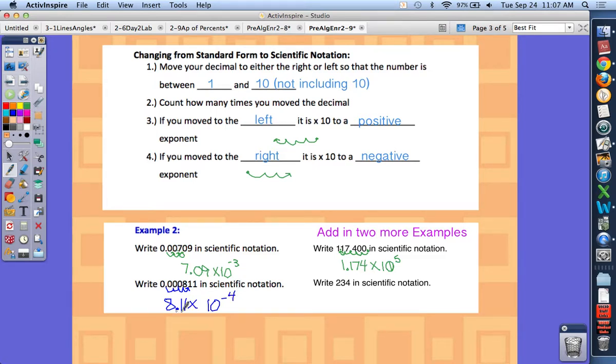The number that you're ending with has to be between 1 and 10. Over here, 234, where is my decimal right now? My decimal is after the 4. I'm moving it to the left and making it smaller, so I know this is a large number. It's going to have a positive exponent. I moved it 1, 2 spaces, so it's a positive 2. That's going to end up with 2.34, or 2 and 34 hundredths times 10 to the second.